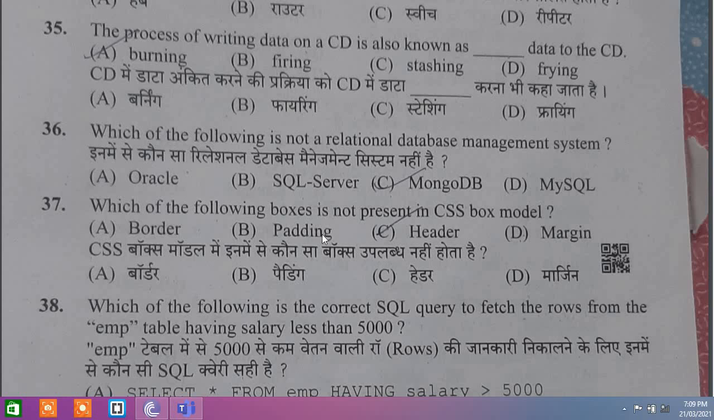37, which of the following boxes is not present in the CSS box model? So padding, border and margin are the features of the CSS box model, whereas header is not part of it. That is, header is a kind of tag that is used outside of it. So answer C is the correct answer here.